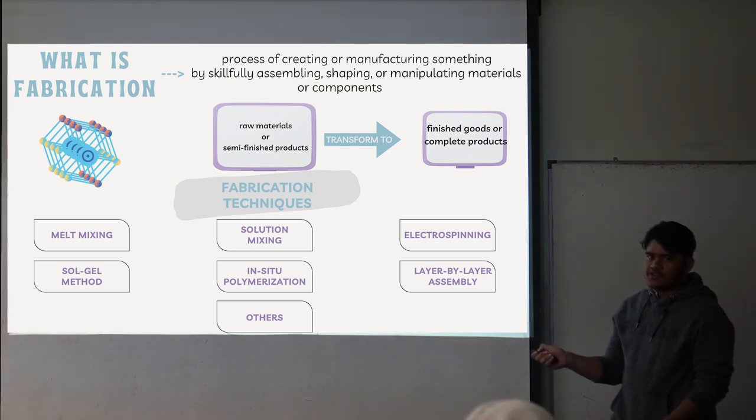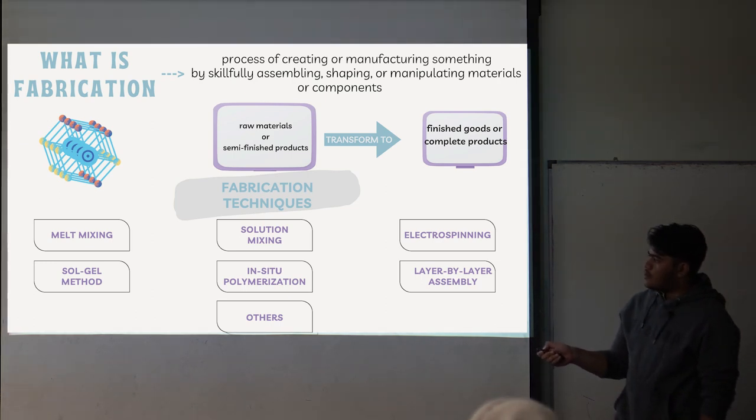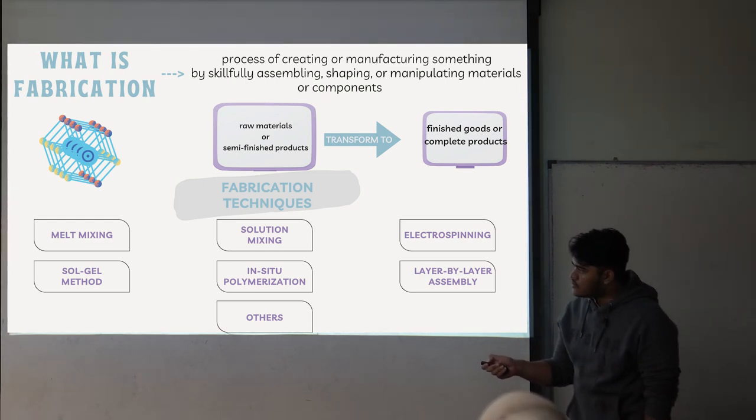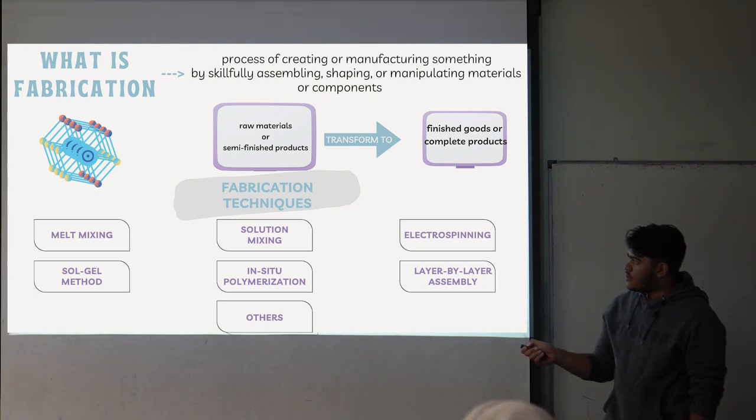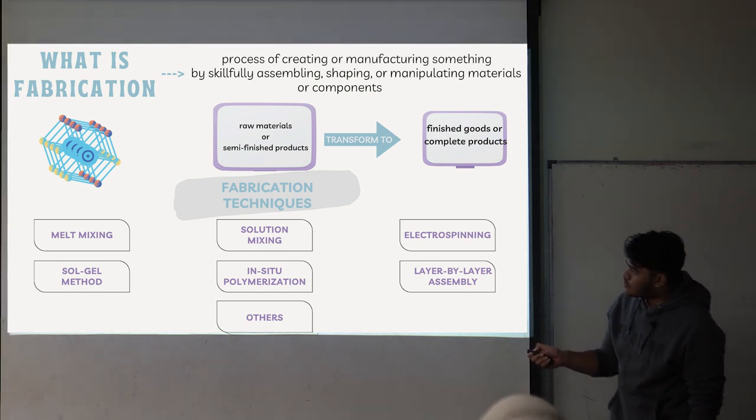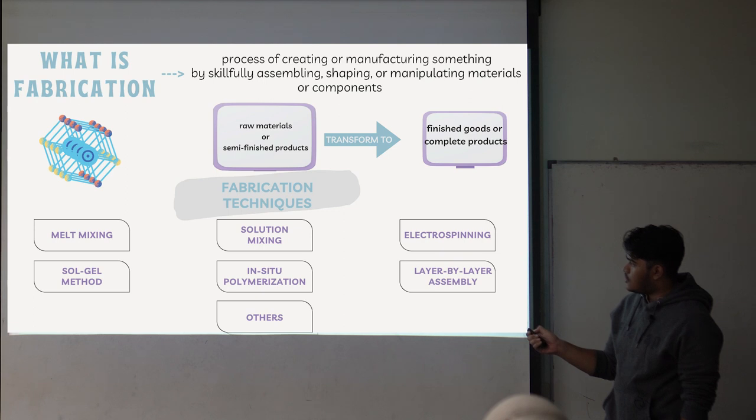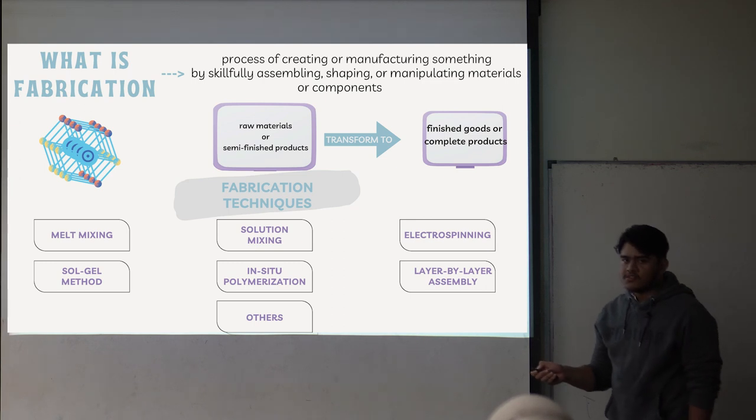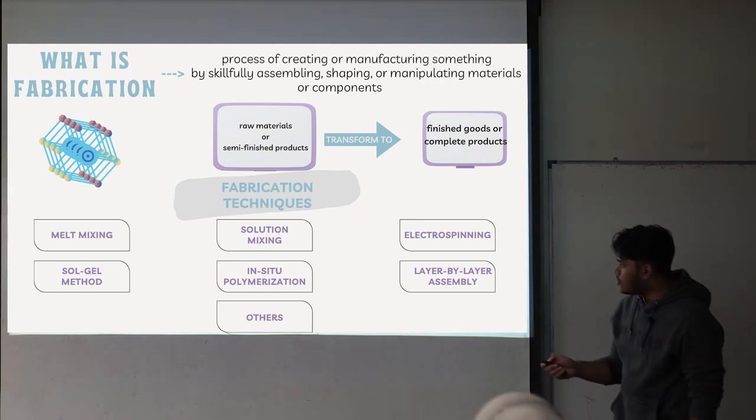There are more than this actually, but Group 1 will only explain two, which are mixing and sol gel method. There are also other examples of fabrication technique, which are solution mixing, electrospinning, in situ polymerization, and layer by layer assembly and others. Others basically like 3D printing and so on.